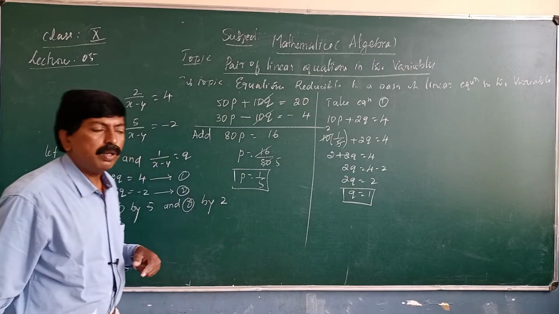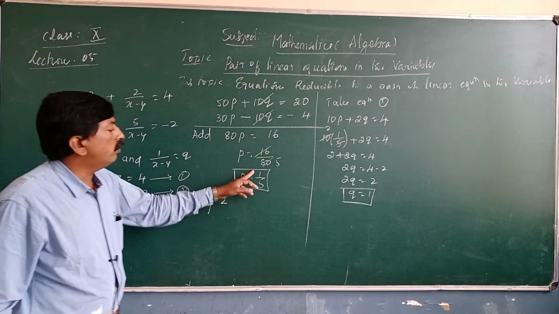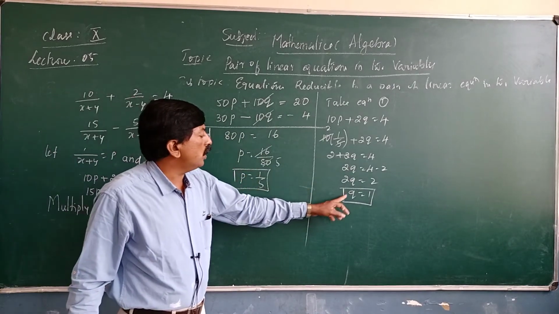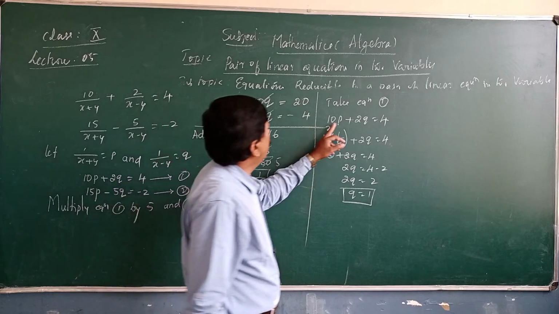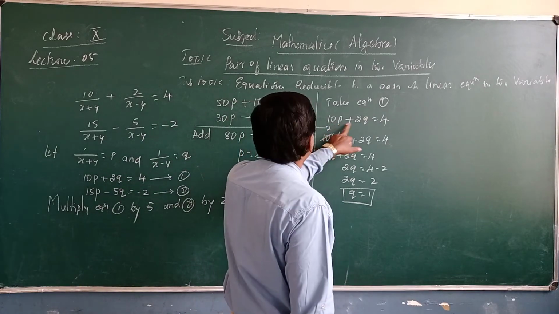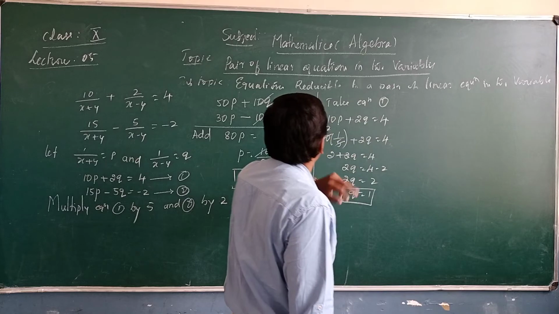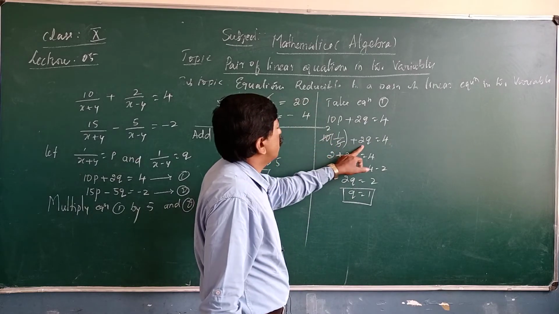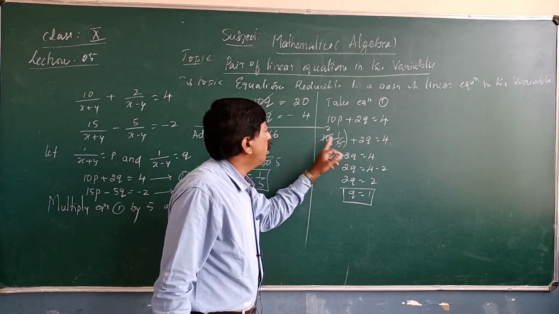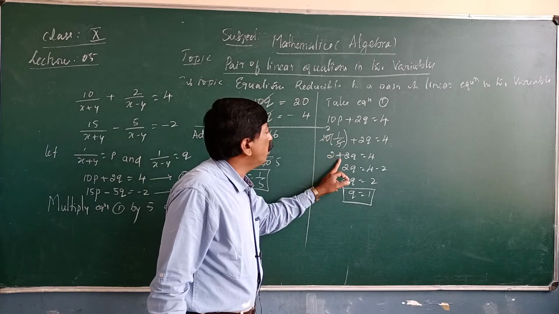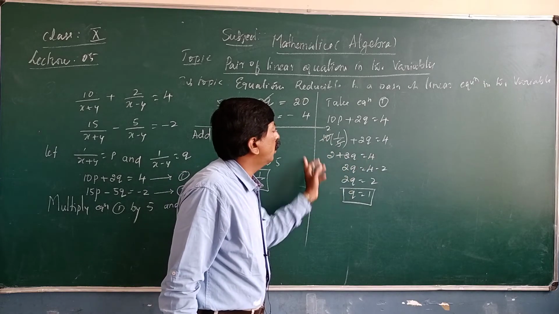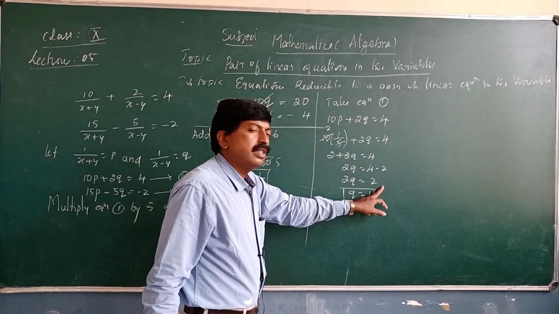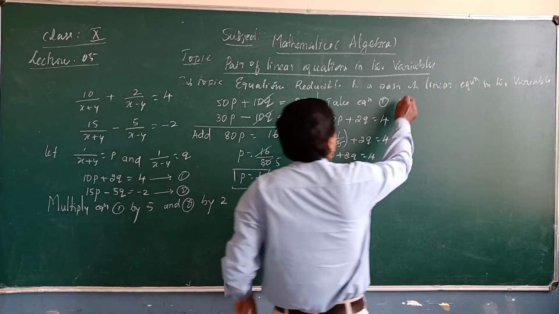So 2 by 2 will become 1. P is 1 by 5. Observe that one, 10p plus 2q is equal to 4. 10 times 1 by 5 plus 2q is equal to 4. 5 ones are 5, 5 twos are 10. So 2 plus 2q is equal to 4. 2 transfer to RHS. So now we got q value 1.